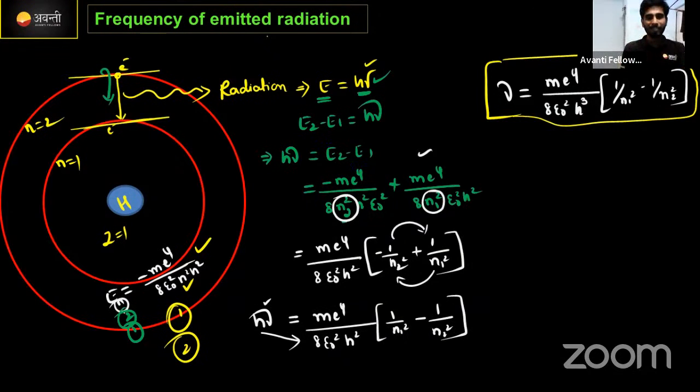Clear now? Based on that, I substituted here and took common m e to the power of 4 divided by 8 epsilon naught square h square. The remaining is minus 1 by n2 square plus 1 by n1 square. I just interchanged this: 1 by n1 square minus 1 by n2 square. This value is equal to h nu, and I actually needed the frequency nu. Hence nu is equal to m e to the power of 4 divided by 8 epsilon naught square h cube, since h moves to the right hand side, into 1 by n1 square minus 1 by n2 square. Clear?